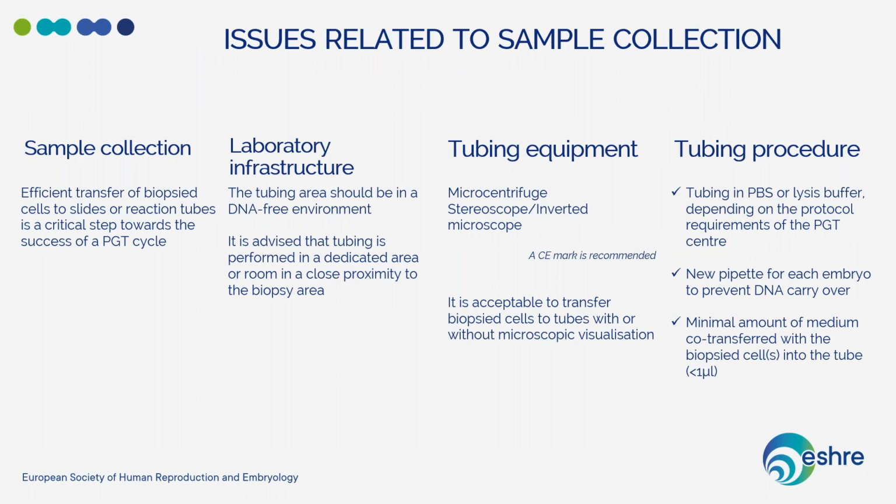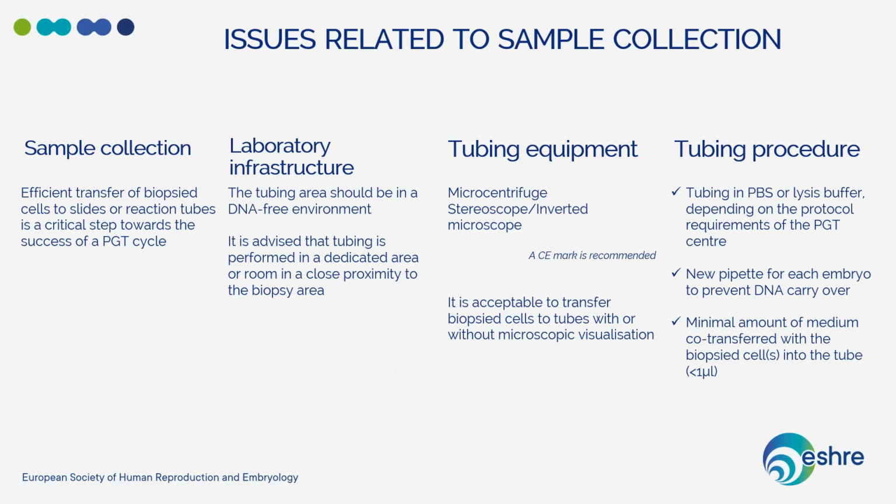Now, for the issues related to the sample collection, this means efficient transfer of biopsied cells to slides or reaction tubes, which is a very critical step towards the success of the PGT cycle. Laboratory infrastructure: the tubing area should be in a DNA-free environment and is advised to be performed in a dedicated area or a room in close proximity to the biopsy area.